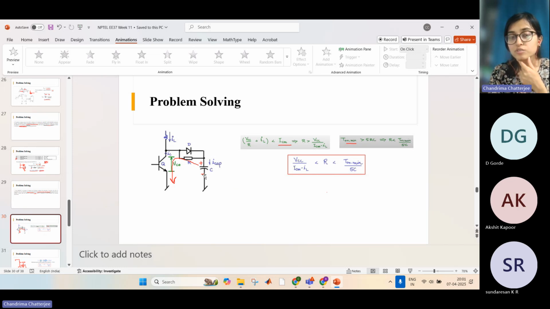I don't know if you have studied the behavior of RC circuit, RL circuit, all these things. If you have studied it, you will see that the time taken typically to charge the capacitor is 5 RC, if RC is your time constant.